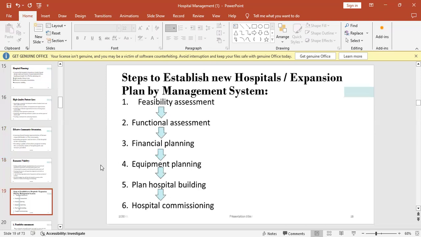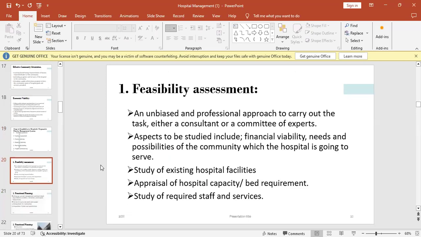Now, these are the steps to establish new hospitals or expand the management system. The first is the feasibility assessment, then functional planning, financial planning, equipment planning, planning the hospital building, and hospital commissioning. Now, coming towards the feasibility assessment. An unbiased and professional approach is needed to carry out the task, either a consultant or a committee of experts. Aspects to be studied include financial viability, needs and possibilities of the community which the hospital is going to serve, study of existing hospital facilities, appraisal of hospital capacity and bed requirements, and study of the required staff and services.